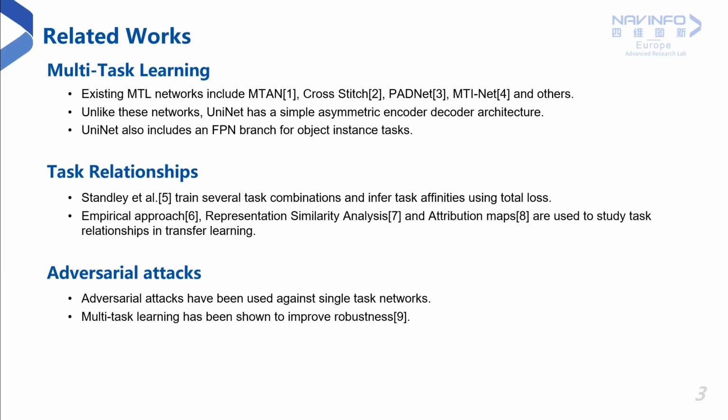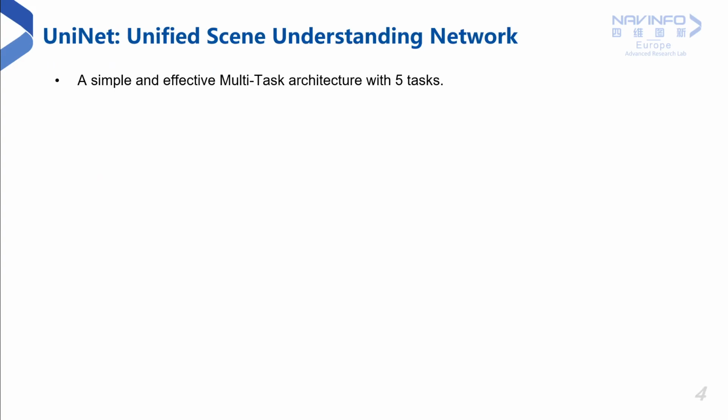The third group of works concern adversarial attacks. Adversarial attacks have been used against single task networks. Multitask networks have been shown to improve robustness. Unlike prior works, we use adversarial attacks as a tool to study task relationships.